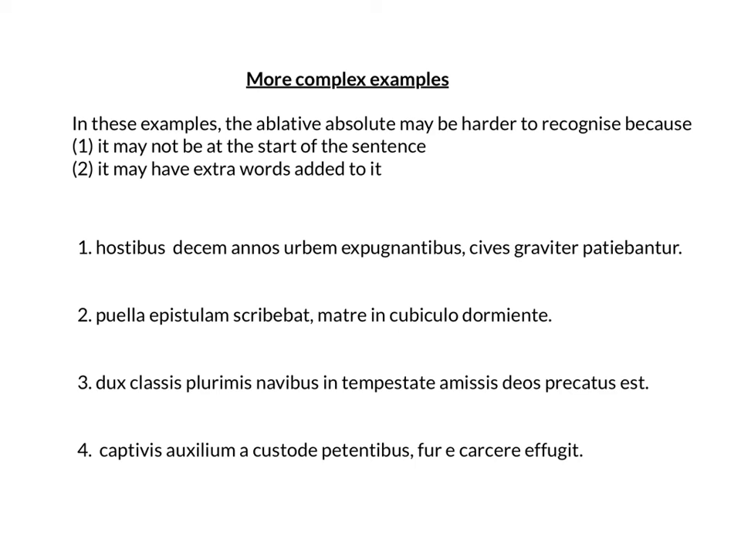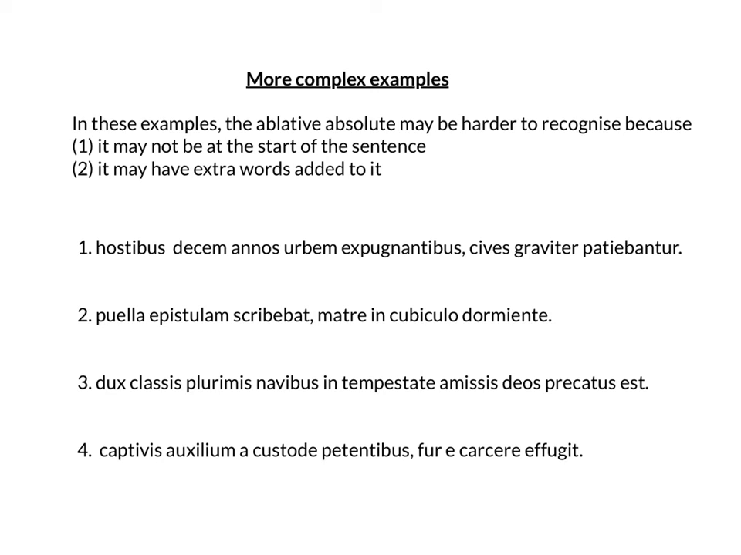Now, before we finish, we're going to try some more complicated sentences. And this is particularly important if you're an A-level student. But in fact, even at GCSE, some of the ablative absolute sentences are more complex. That means that they won't necessarily be at the beginning of a sentence. They won't necessarily be cut off from the rest of the sentence with a comma. And sometimes there will be more than two words in the ablative absolute phrase. So let's now take a moment to find the ablative absolute in each of these sentences.